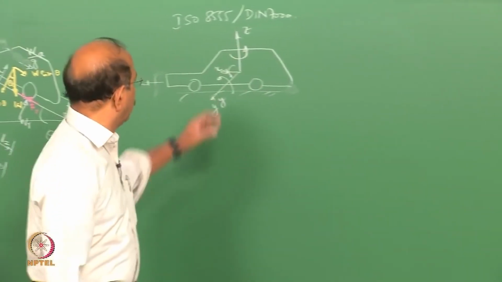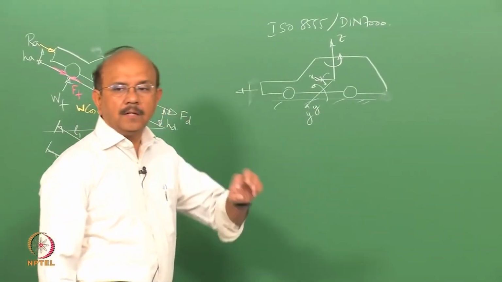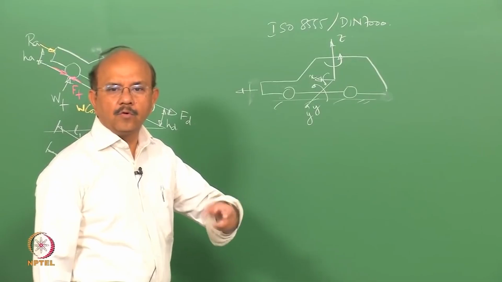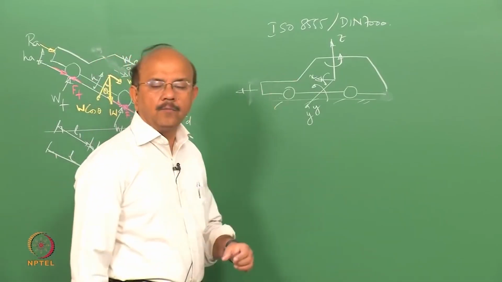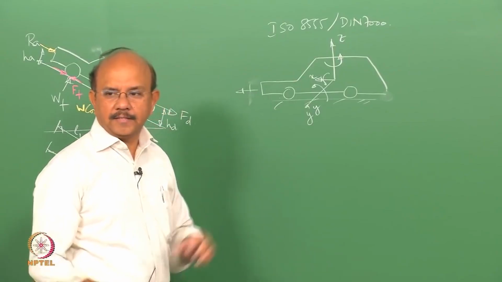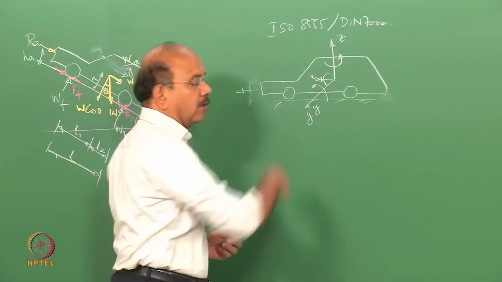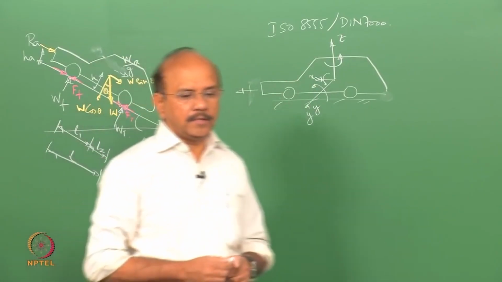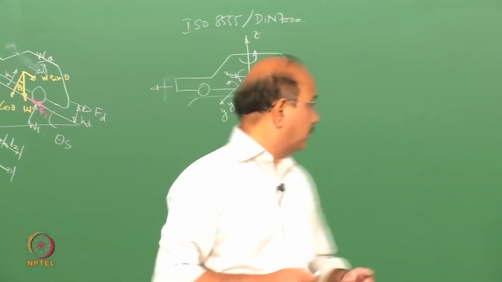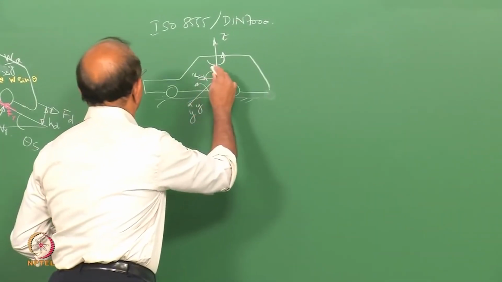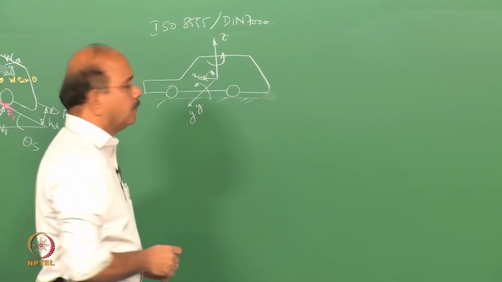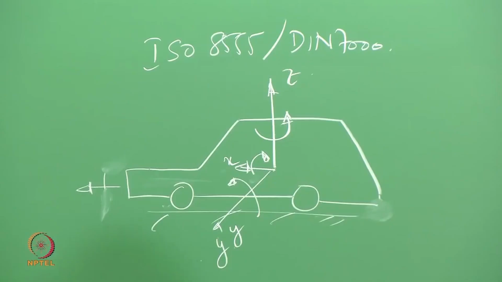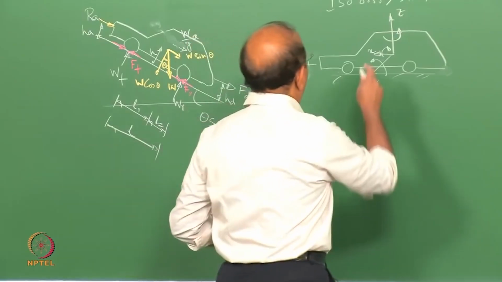Of course you know that there is angular motion along these directions. For example, the angular motion in the direction of X, let us say positive, is called as, what is that angular motion called as? Roll. So this is the roll.